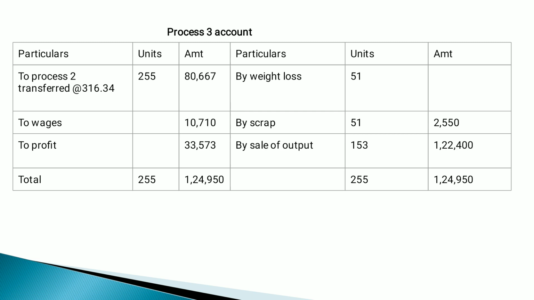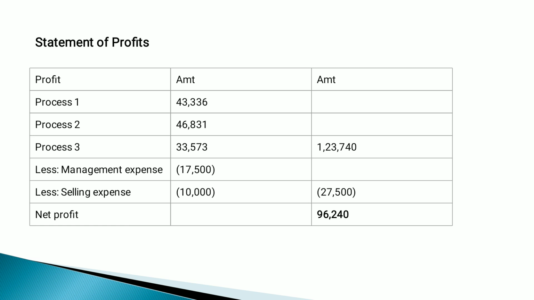Last we'll go to the statement of profit account. Here in the statement of profit account there are columns: profit and amount. In process 1 we got a profit of 43,336, in process 2 46,831, and in process 3 33,573.